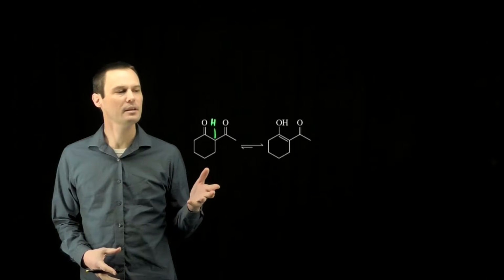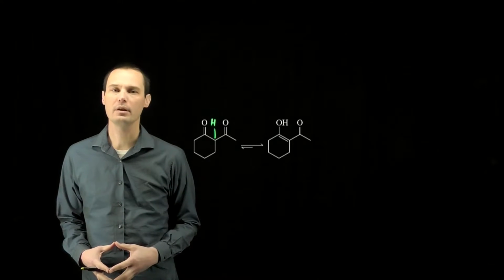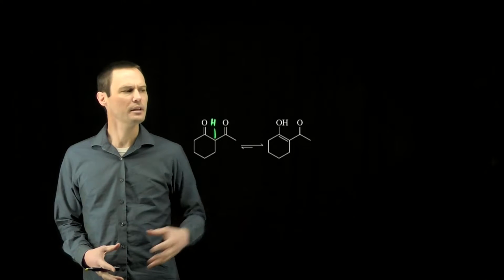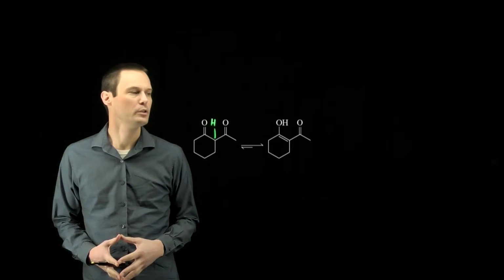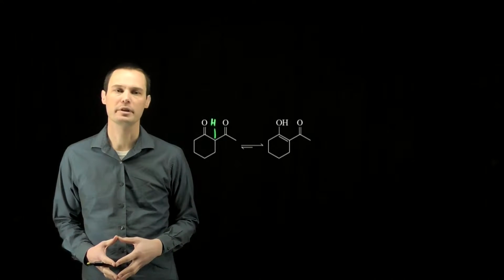Assessment reminds us that the keto form is often more stable than the enol form. However, in this case, the enol form is actually more stable. Why is that? There are really two reasons we can use to rationalize why the enol form is more stable.